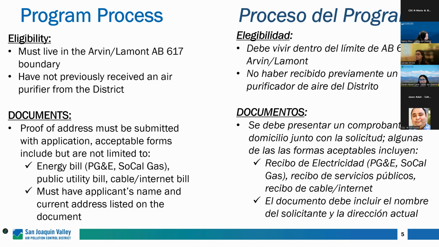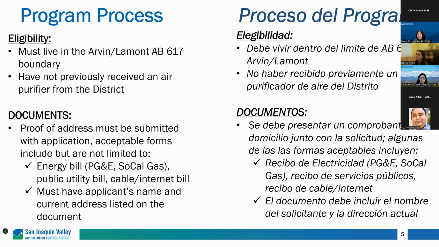And the proof of address is important as it's a way to verify that this device is going to an applicant that lives within the Arvin Lamont community. So it also ensures that we send the device to the correct address. Some folks could like transpose numbers when they submit the application. And so it's just a double check for us to make sure that we're sending it to the correct place as well.